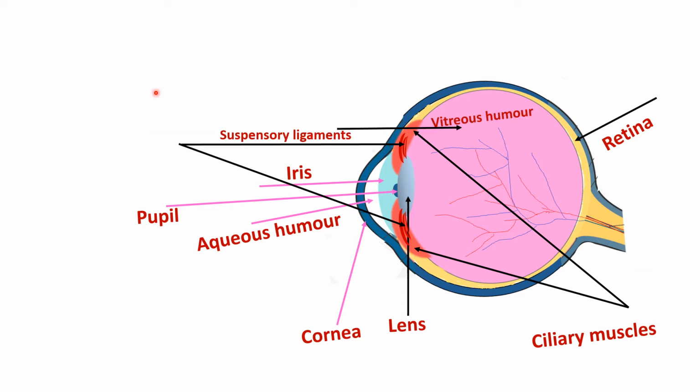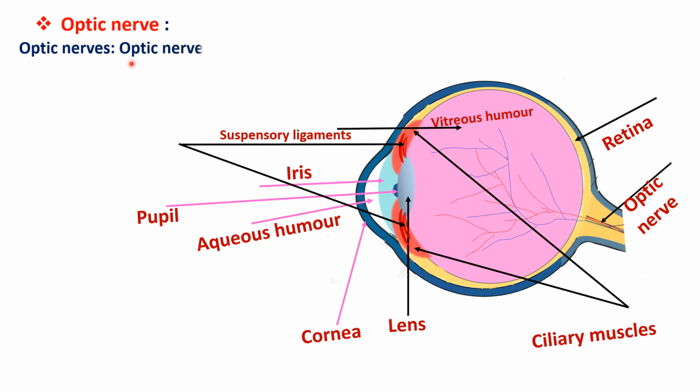The next one is optic nerve. See here. This is the optic nerve. So optic nerves are of two types actually. These include cones and rods. Okay. Optic nerves are of two types. These include cones and rods.